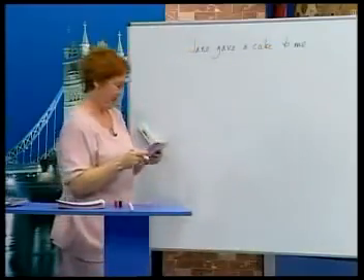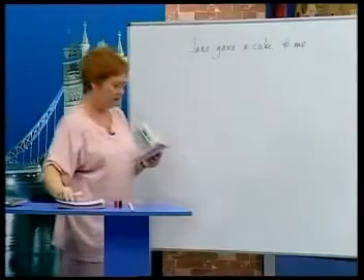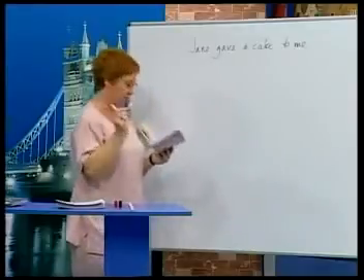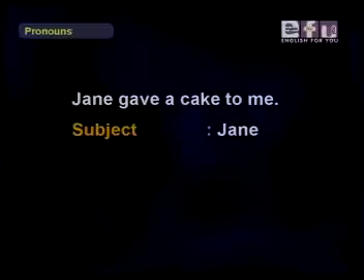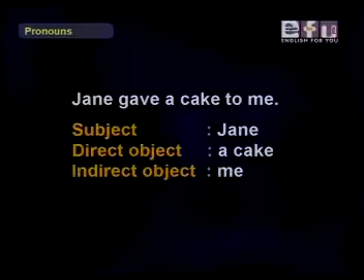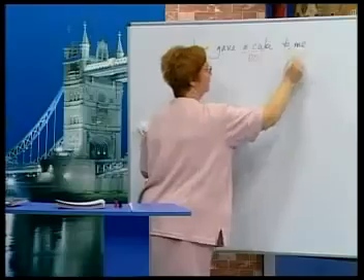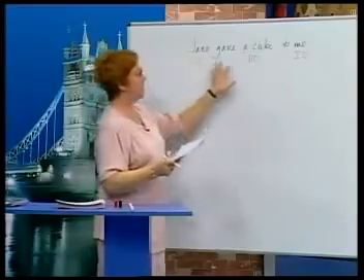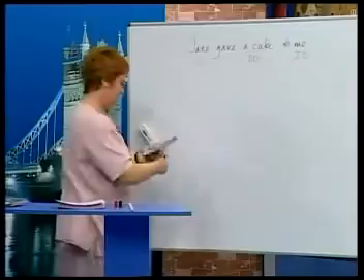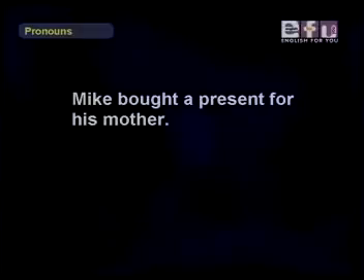Jane gave a cake to me. Lucky me. Okay? Now, Isabel, which is the subject, the direct object, and the indirect object? So first, what's the subject? Jane is the subject. A cake is the direct object. And me is the indirect object. Yes, good. Okay? So Jane gave a cake to me.